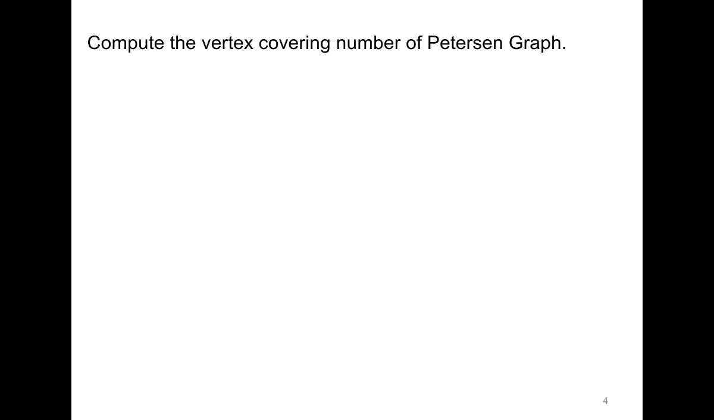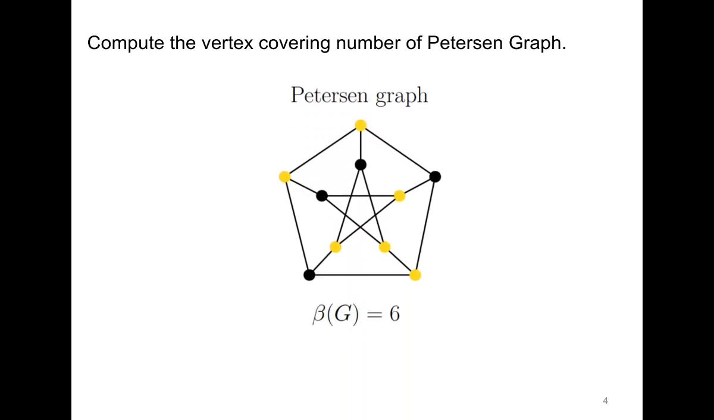Compute the vertex covering number for the Petersen graph. Take it as an exercise. Please do try by yourself. For the Petersen graph, it comes out to be 6.